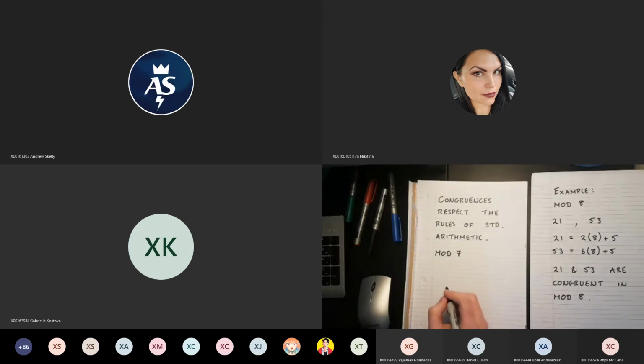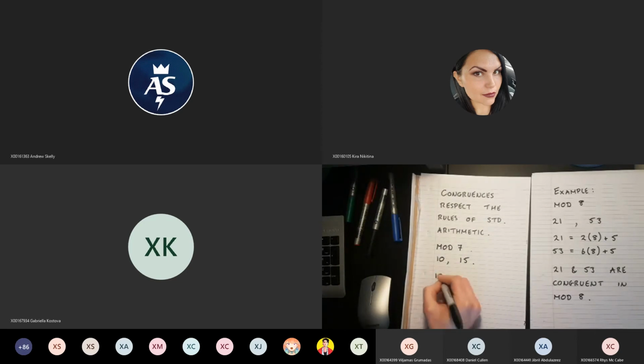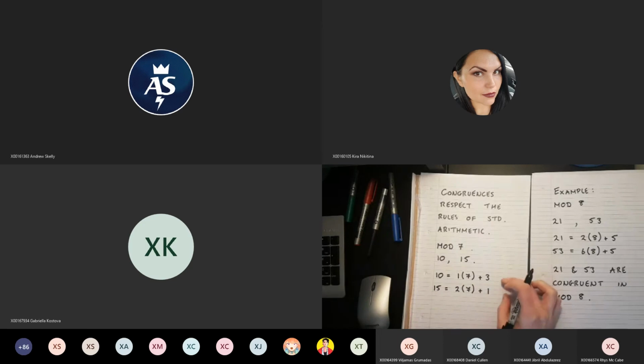Okay, and I'm going to pick two numbers here. I'm going to pick the number 10, which is a nice easy number, and the number 15. So let's have a look at 10. Well, 10 is of course the same thing as 1 times 7 with a remainder of 3. And 15 is the same thing as 2 times 7 with a remainder of 1. I know I haven't shown you how to break this down yet. I'll show you that in a little while. For the moment, I just want to show you what I mean by respecting the rules of arithmetic.